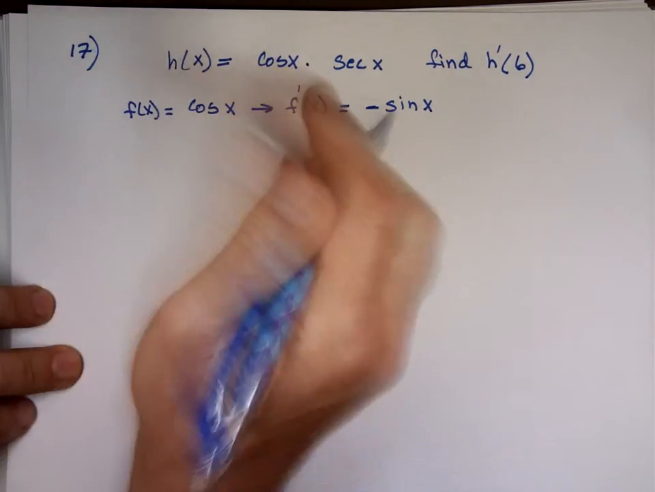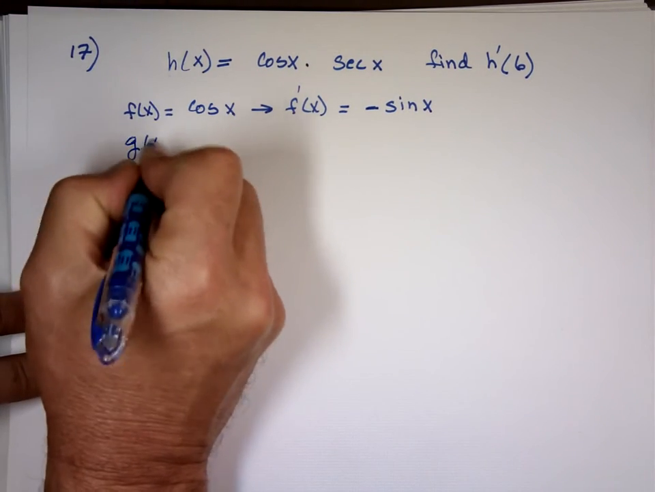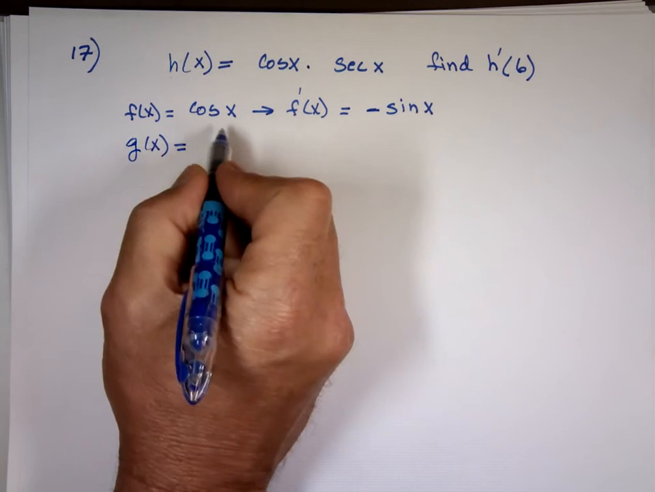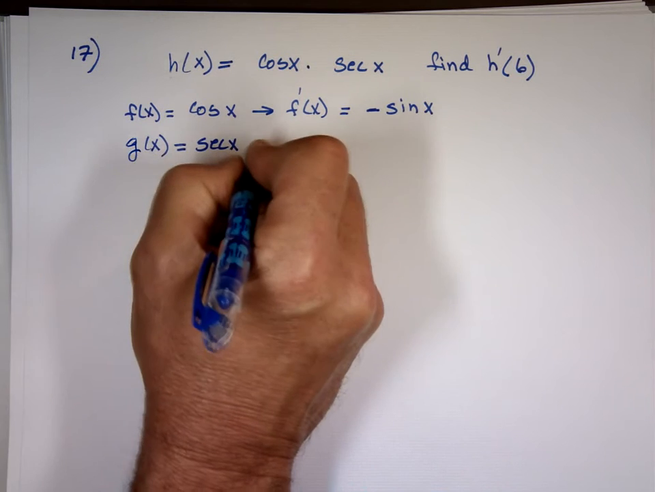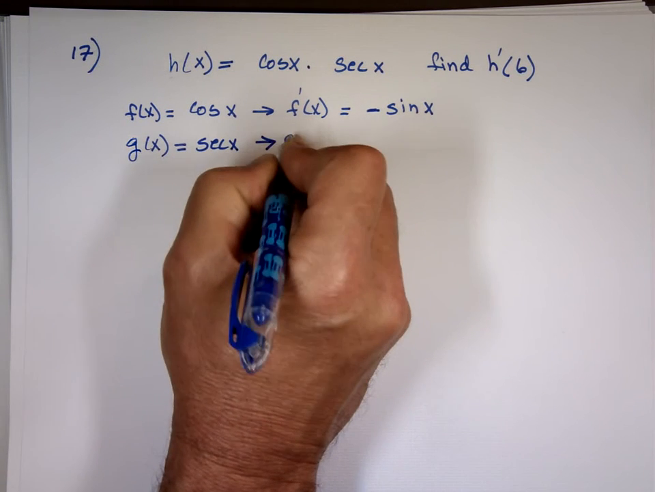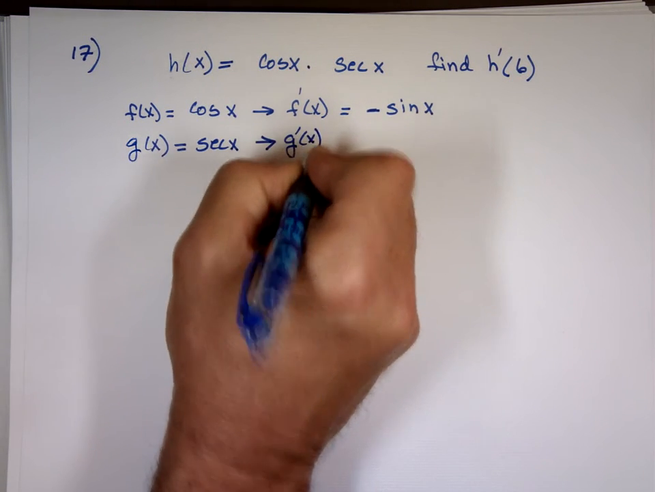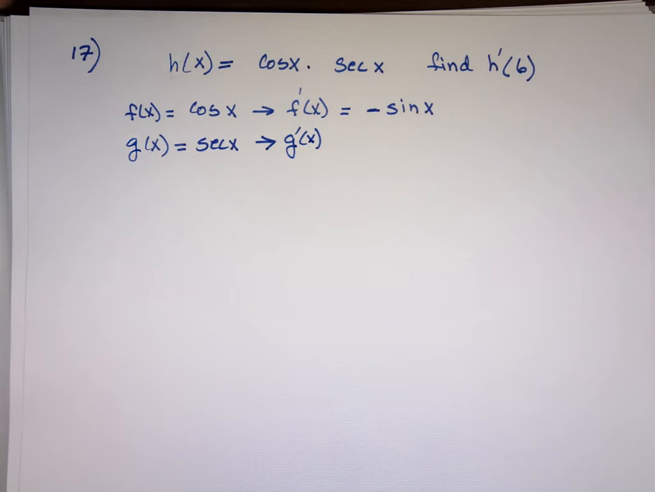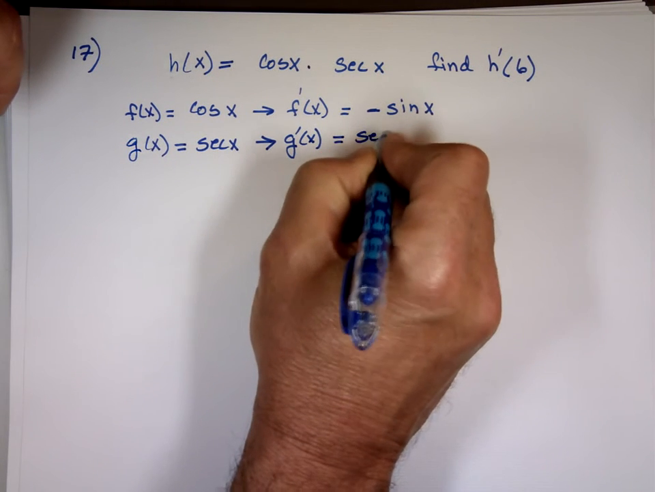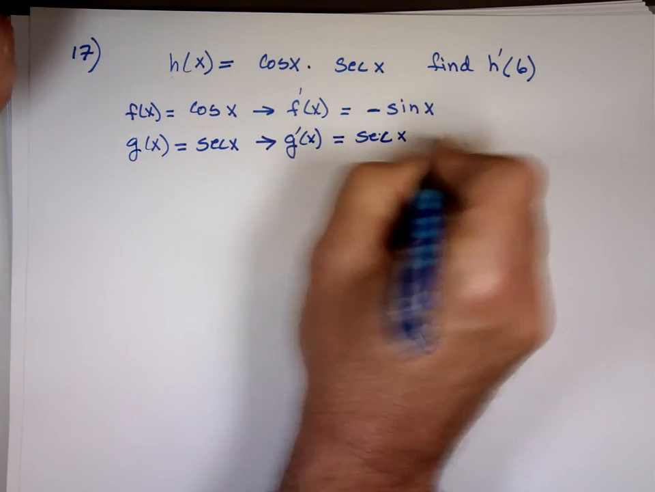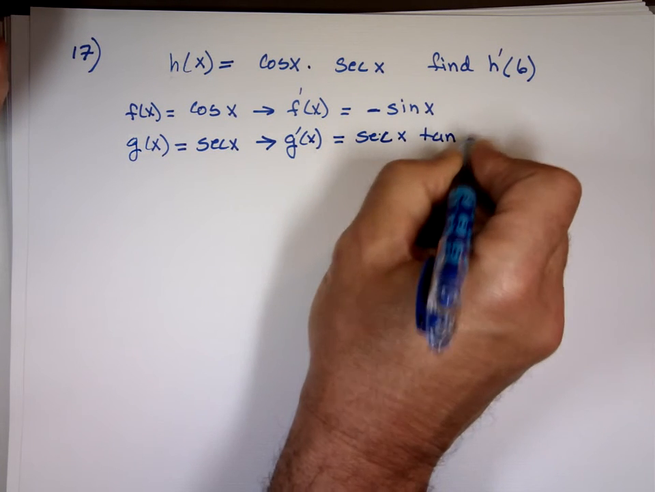G sub X. G is what? Secant X. What's the derivative of secant? Supposed to memorize these. What's the derivative of secant? Very good. Secant X, tangent X. You really want to memorize these because we're going to be adding to them today.